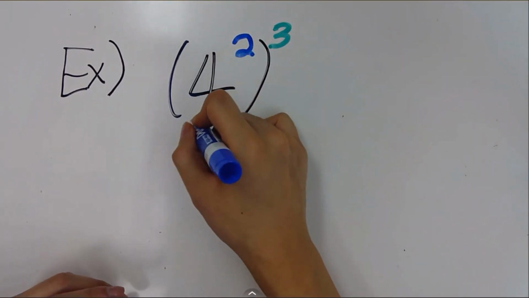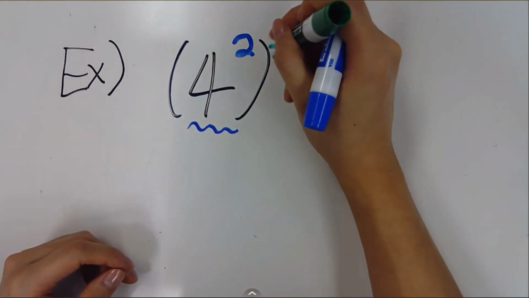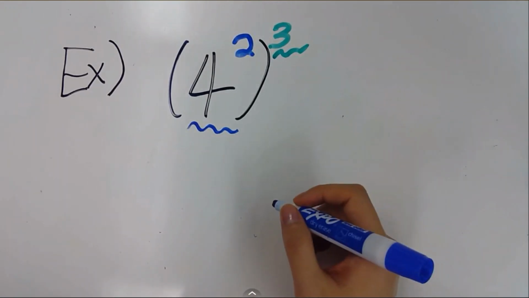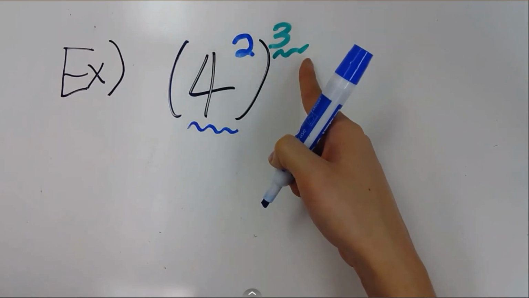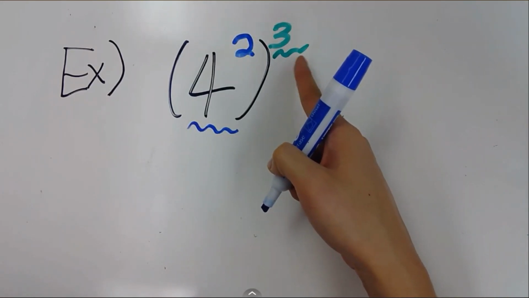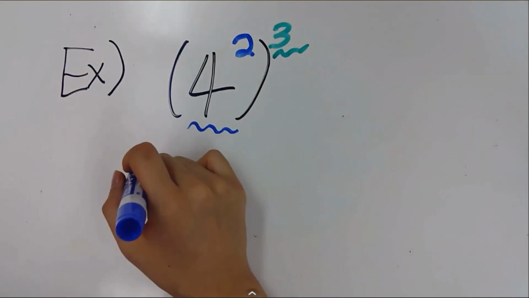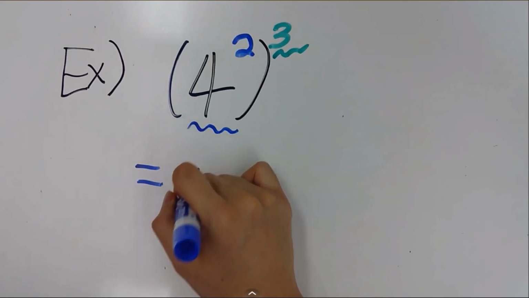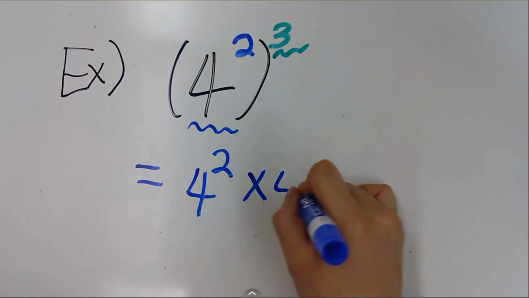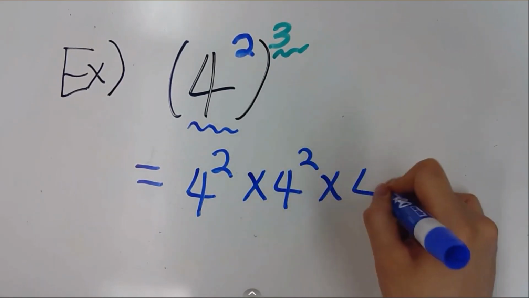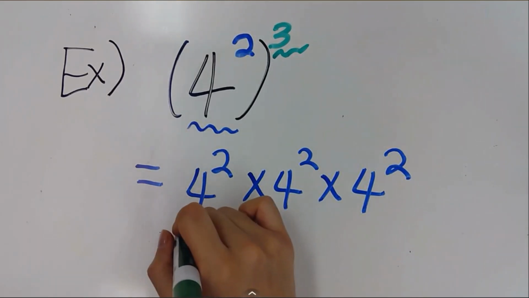So over here, we have 4 squared to the power of 3. So what does that exactly mean? So we know, let's look at the power of 3 first. Power of 3 means that we will be multiplying the same number by itself 3 times. So then, this actually means that we will be multiplying 4 squared 3 times. So then this becomes 4 squared times 4 squared times 4 squared. And again, what does 4 squared mean?